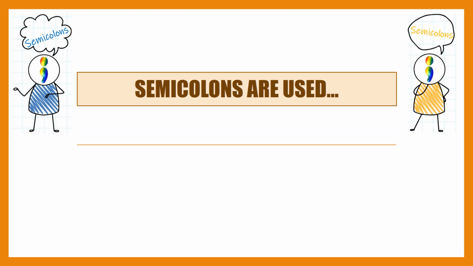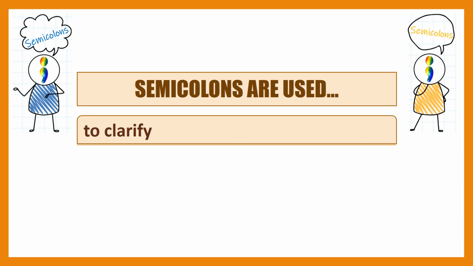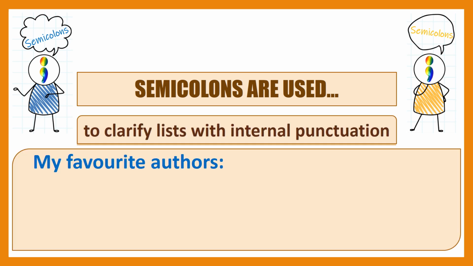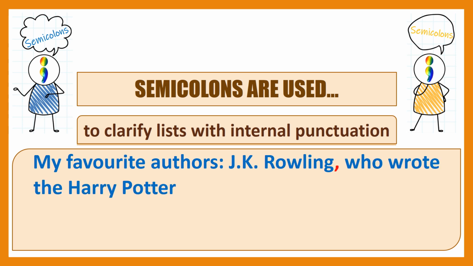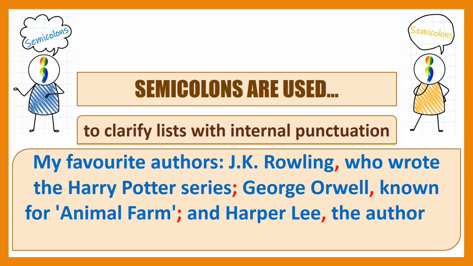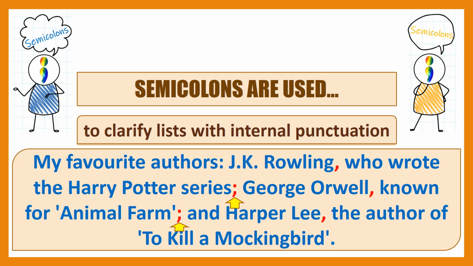Semicolons are used to clarify lists with internal punctuation. For instance, my favorite authors: J.K. Rowling, who wrote the Harry Potter series; George Orwell, known for Animal Farm; and Harper Lee, the author of To Kill a Mockingbird. In this sentence, semicolons are used to clarify three lists of items containing internal punctuation, commas.